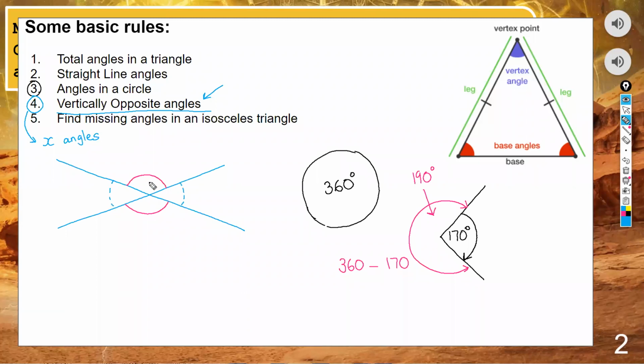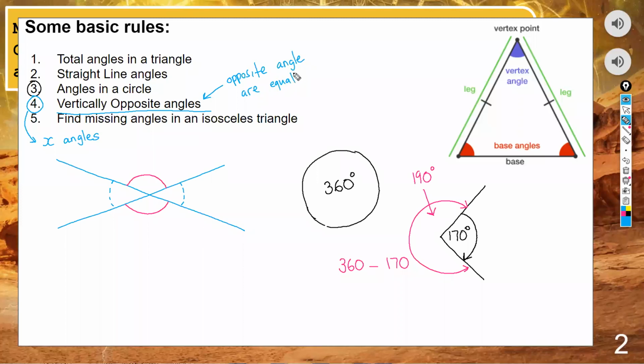Do you all agree that the pink angles are opposite each other and the blue angles are opposite each other? Can we agree on that at least? Right? Great. In vertically opposite angles, the angles are equal, right? So the little note here is: opposite angles in this scenario are equal.